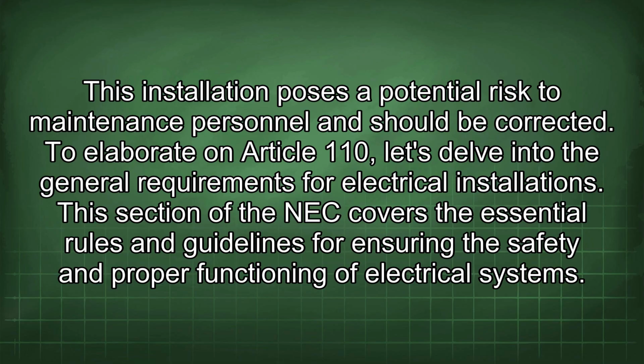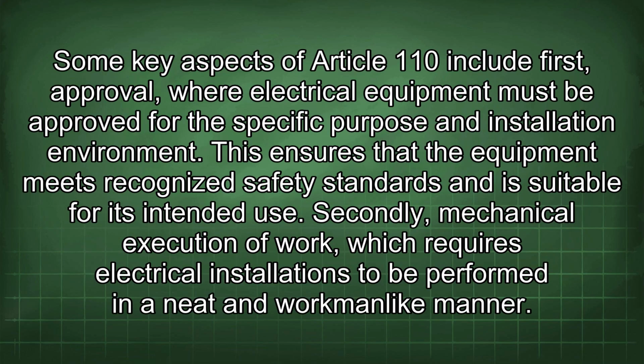To elaborate on Article 110, let's delve into the general requirements for electrical installations. This section of the NEC covers the essential rules and guidelines for ensuring the safety and proper functioning of electrical systems. Some key aspects of Article 110 include: first, approval, where electrical equipment must be approved for the specific purpose and installation environment. This ensures that the equipment meets recognized safety standards and is suitable for its intended use.